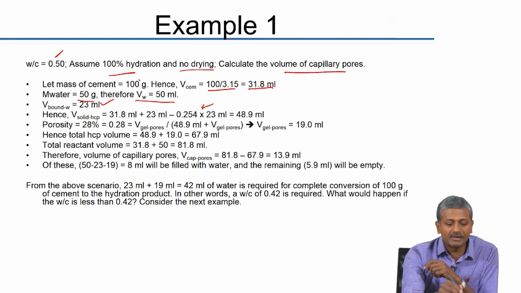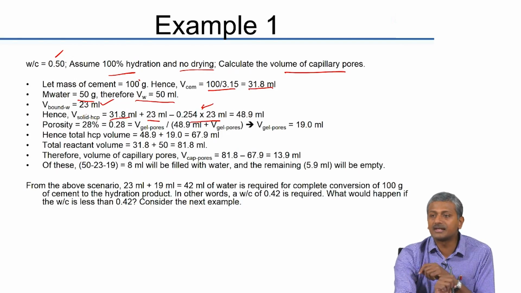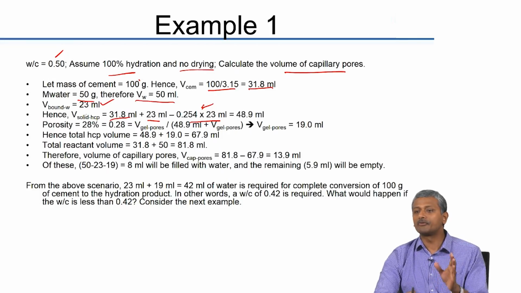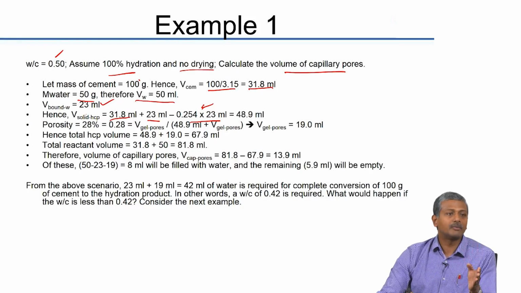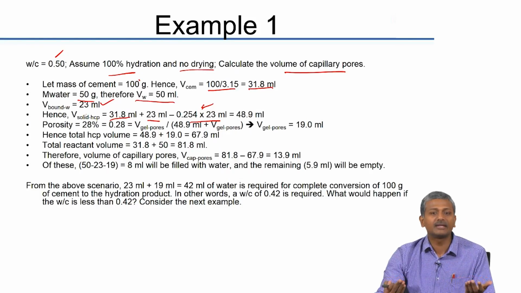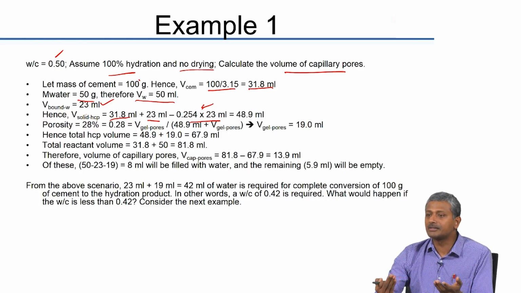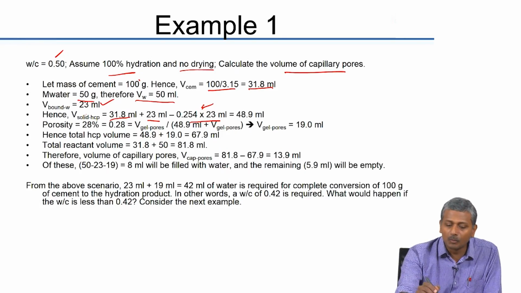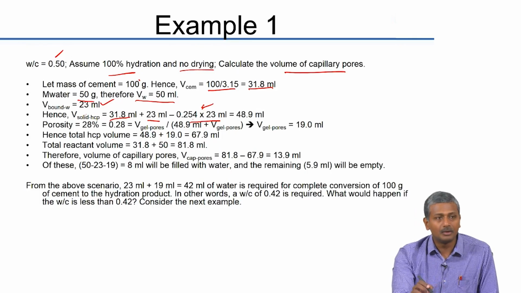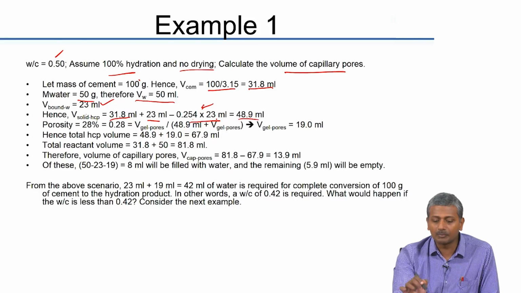So volume of the solid hydrated cement paste is equal to volume of cement plus volume of bound water minus the volume decrease that happens upon hydration. Okay, all with me so far? So volume of solid hydrated cement paste is equal to the volume of cement, because all of it is reacting. We have to take the entire volume of cement plus volume of the bound water in the cement, that is 23 milliliters, minus the volume decrease that is happening upon hydration, that is equal to 0.254, 25.4% of the bound water content, 23 milliliters. So this works out to 48.9 milliliter.